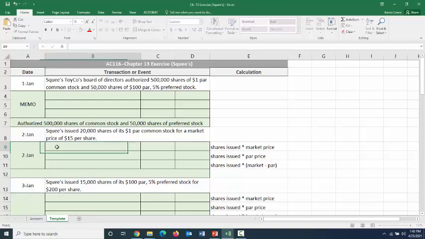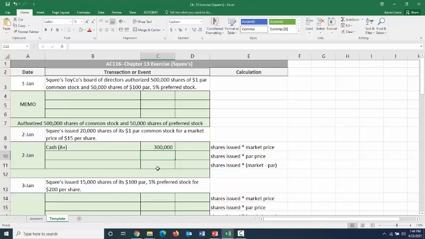Well, the first thing we need to do is denote how much money we're taking in. And to do so, since we're the ones receiving the money, we're going to increase our cash account by debiting it. How much cash are we going to receive? Well, we find that number by taking our shares issued and multiplying it by the market price per share. We are issuing 20,000 shares at a price of $15 each, which means when we multiply 20,000 times 15, we're going to come up with $300,000 in cash we are receiving from the issuance of this common stock.